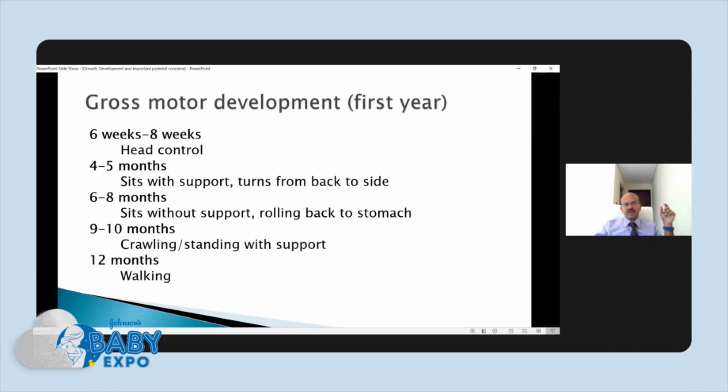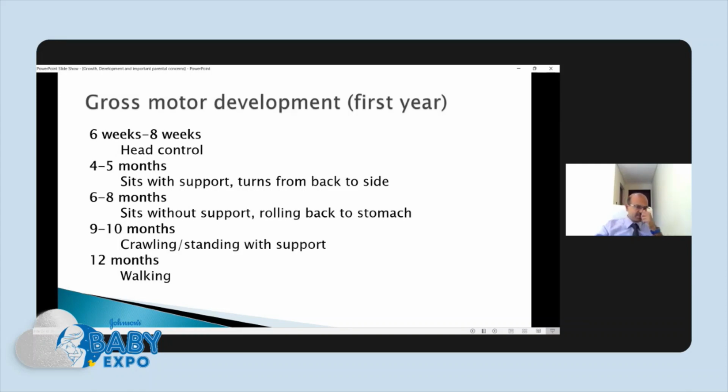So the gross motor development at 6 weeks to 8 weeks, a child starts holding the head. 4 to 5 months, a child can sit with support and can turn from back to the side. And by 6 to 8 months, the child starts rolling from back to stomach and can sit without support. By 9 to 10 months, the child can crawl and start standing, holding on. And by 12 months, most of them walk.